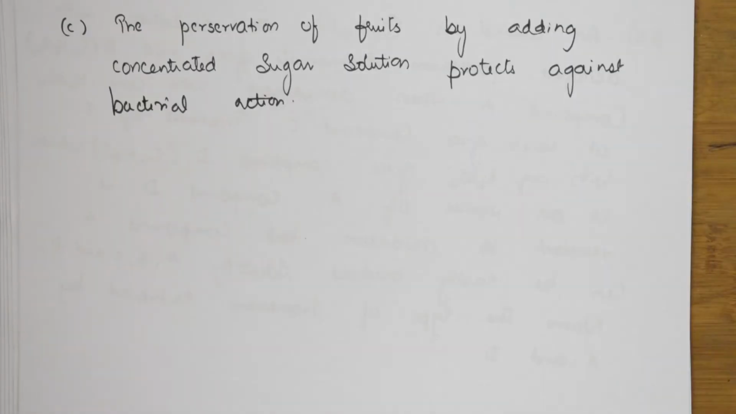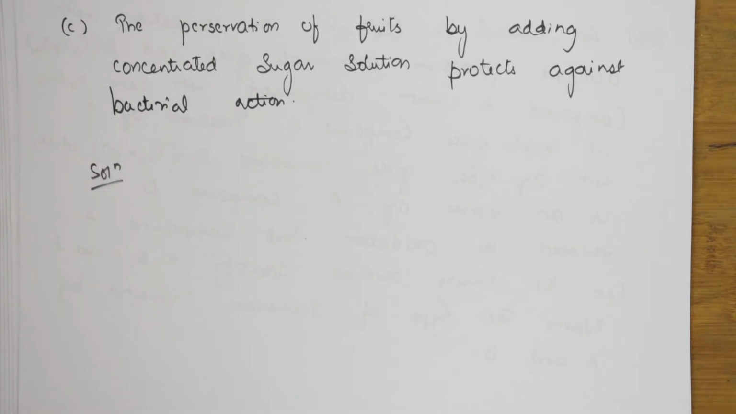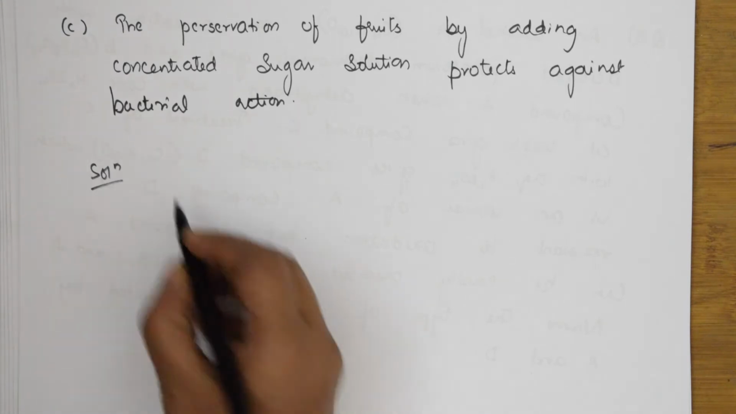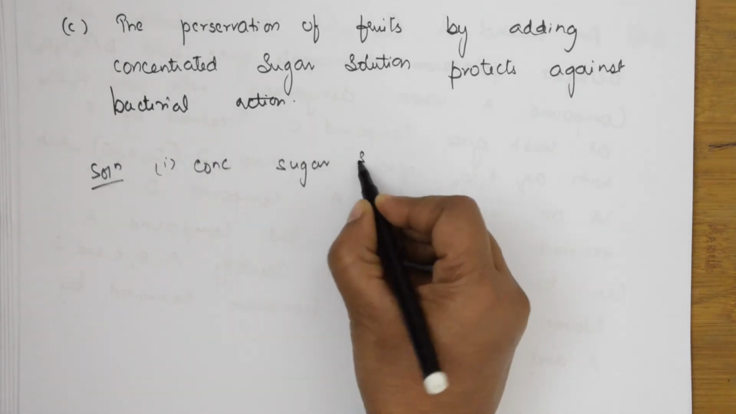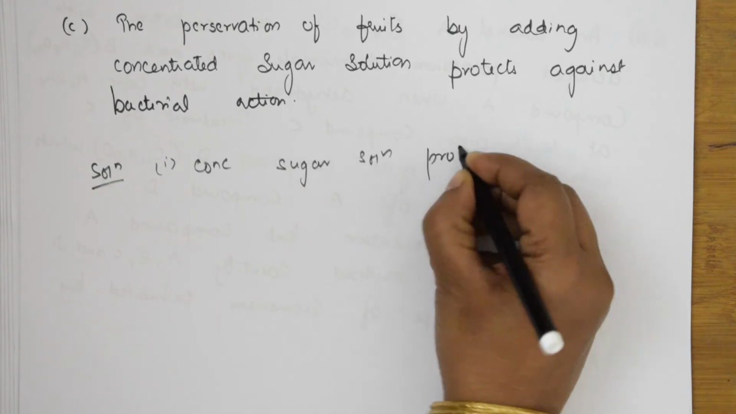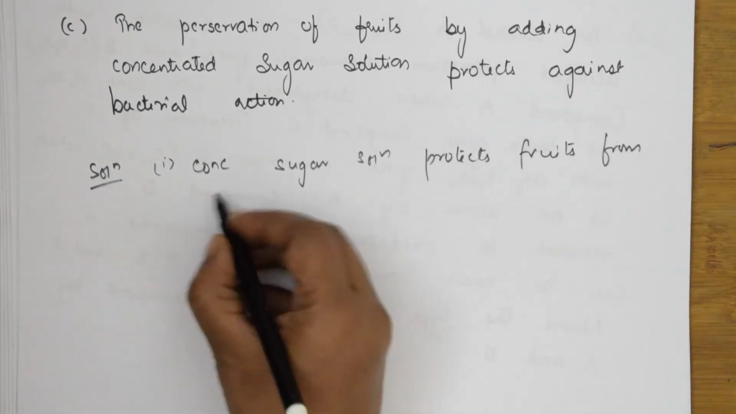Now the third one: the preservation of fruits by adding concentrated sugar solution protects against bacterial action. They say the fruits have to be preserved. Okay, they are adding concentrated sugar solution, which will protect against bacterial action. So basically, let us understand the concept. We are adding sugar solution, which solution? Concentrated sugar solution. So you can start writing like this: concentrated sugar solution protects fruits. How does it protect? Because it protects fruits from pathogens.